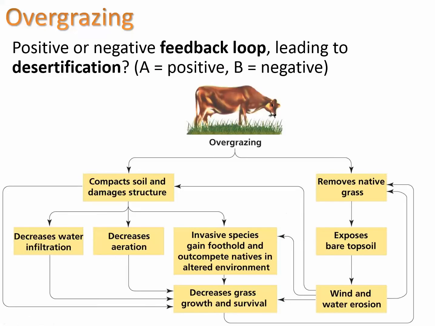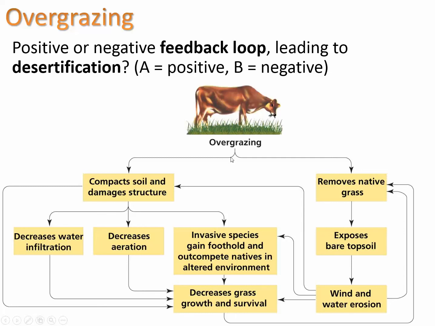So this is an example of something we call a feedback loop. And I'll introduce it now. We're going to see it in our next unit as well. But here's how it goes. It's kind of a runaway effect. Overgrazing removes native grass, and that exposes bare topsoil, which can be susceptible to wind and water erosion. Now that you have erosion, you're going to have less native grasses, exposing more bare topsoil, causing more wind and water erosion, etc. Actually, I missed one part of that. Wind and water erosion causing decreased grass growth and survival because now your soil has left.